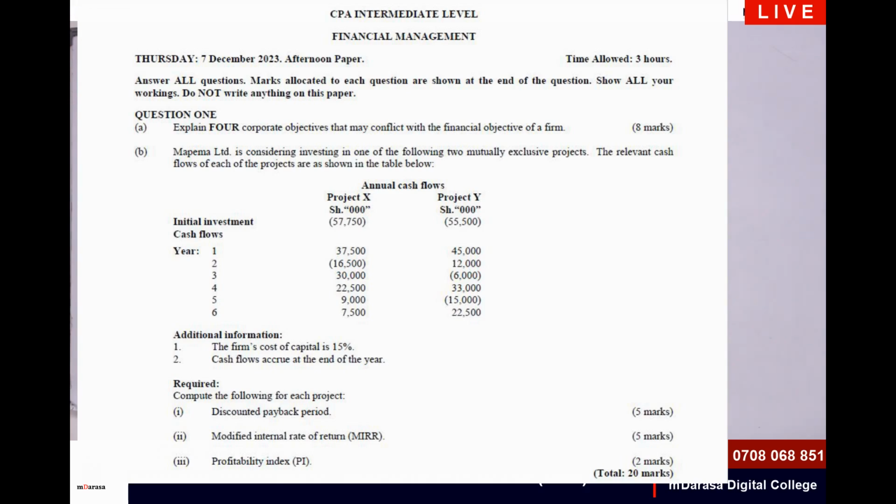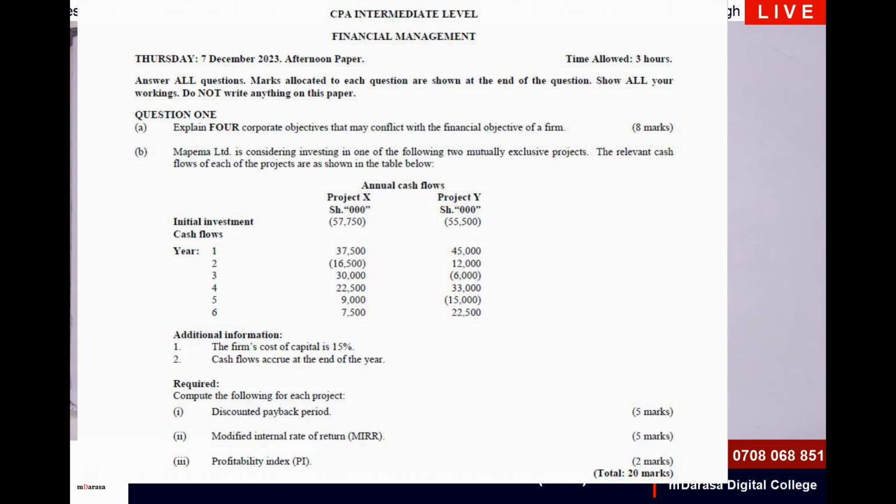So go to part B. Literally, these are what you were told, that Pemma Limited is considering investing in one of the following two mutually exclusive projects. The relevant cash flows of each of the projects are as shown in the table below, which in this case, I am given the annual cash flows of project X and project Y. The initial investments I'm given at that point, plus cash flows as well. Cash flows I'm given in different years.